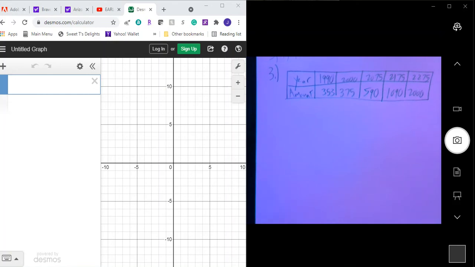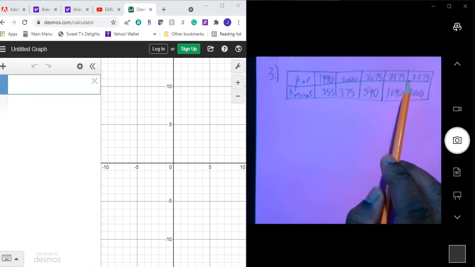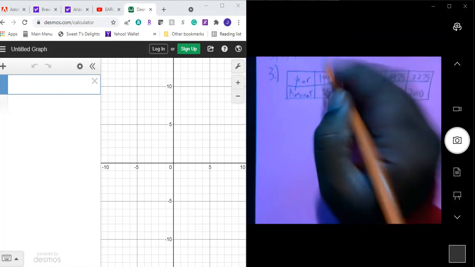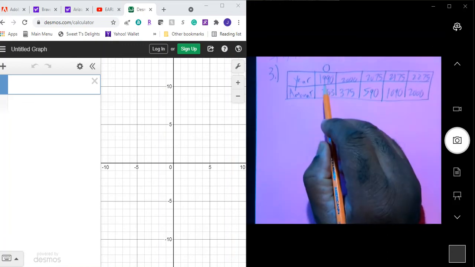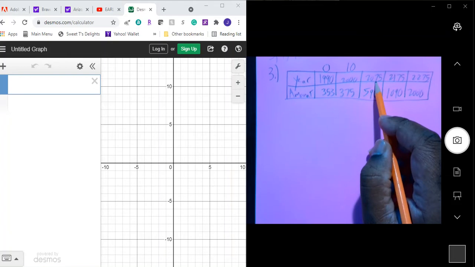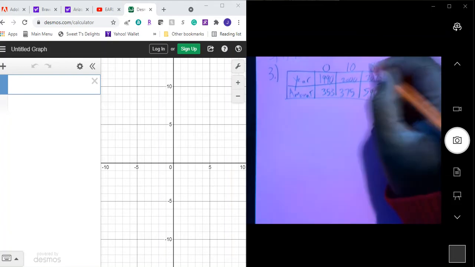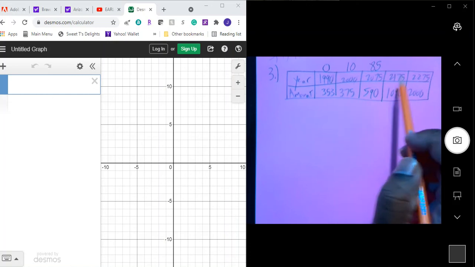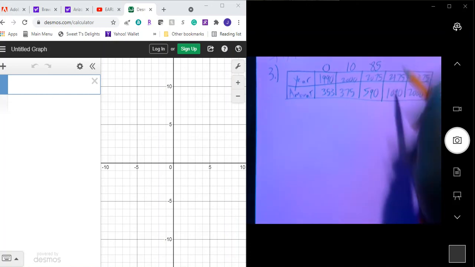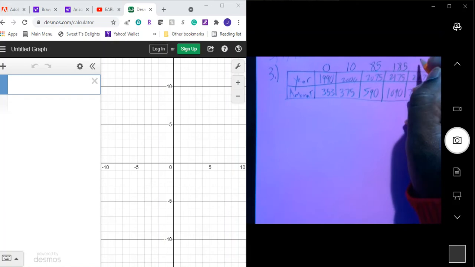Okay, now this is our table, and they tell us in the directions that we want years since 1990. So what we have to do first is convert these years to represent years since 1990. So this would be our 0 year. This here would be 10 years. This here from 1990 would be 85 years. And then from 2175, that'll be 185 years. And then 2275 would be 285 years.